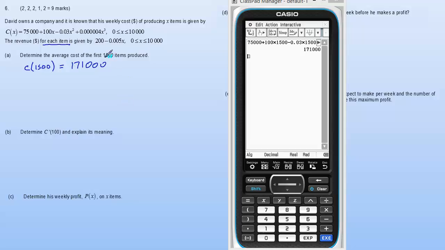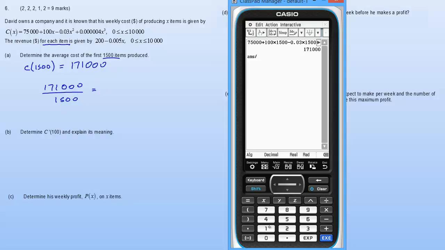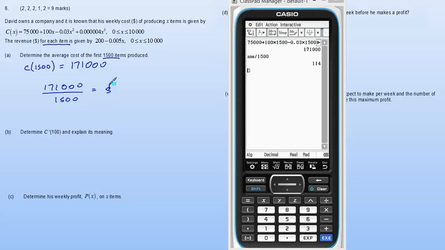So it's an average cost, so what we need to do is divide by the number of items. So it's going to be 171,000 divided by 1,500. And that gives me $114.